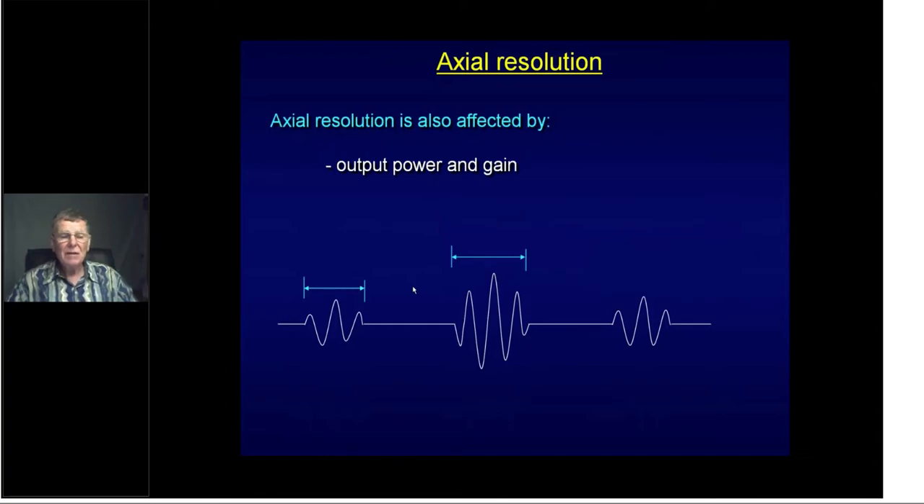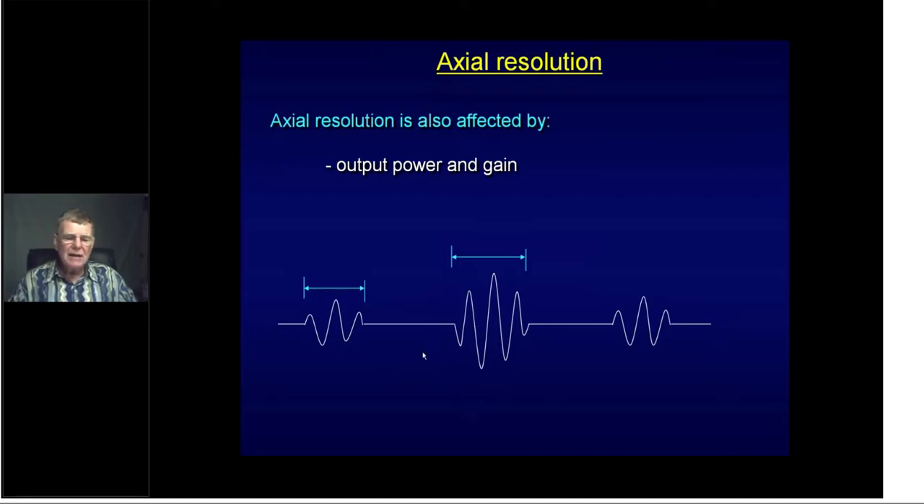However, there are other things that will affect it as well. Axial resolution will be affected by your output power and gain. Both output power and gain affect the echo amplitude. Increased power, increased echo amplitude. Increased gain simply means the amplitude of the echo is amplified more in the machine and it's made bigger.